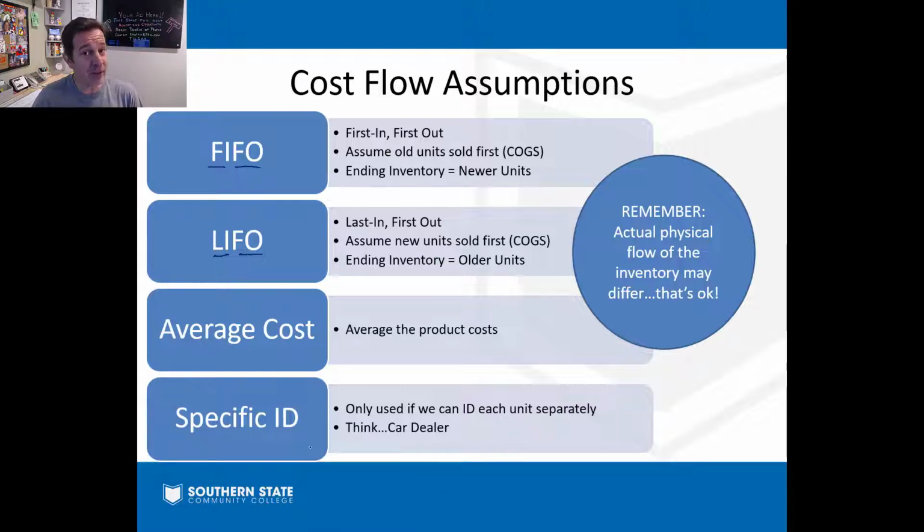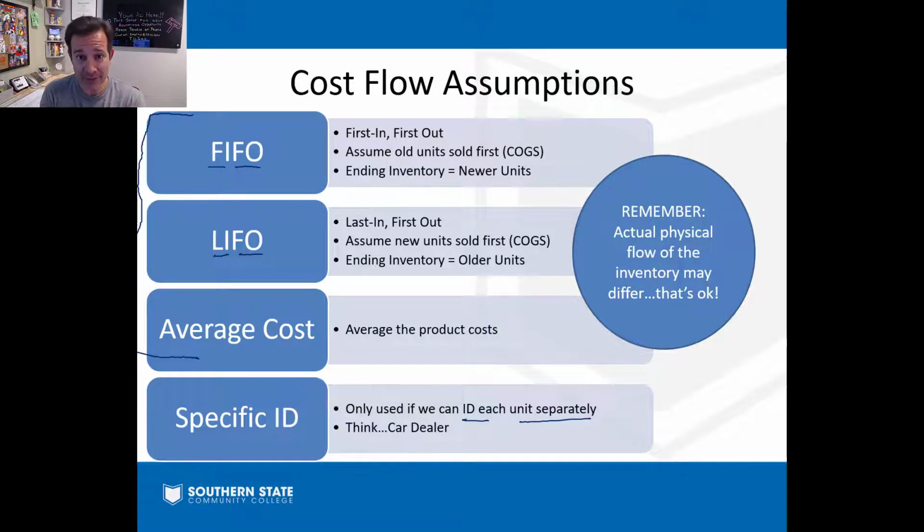It's a lot easier for them to track it because they have a small amount of really big dollar inventory. Maybe the same as a jewelry store. So specific ID, we only use that if we can ID every unit separately, like a car dealer, okay? And so then they can tie the actual cost of what was paid directly to the sale and record cost of goods sold that way. For the most part, we're using FIFO, LIFO, or the average cost. One of those 3 right there.